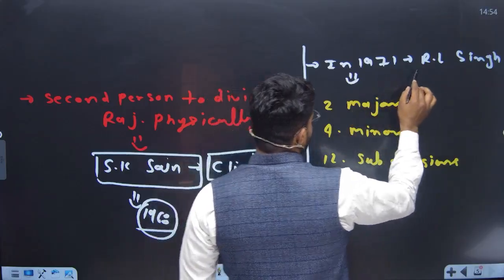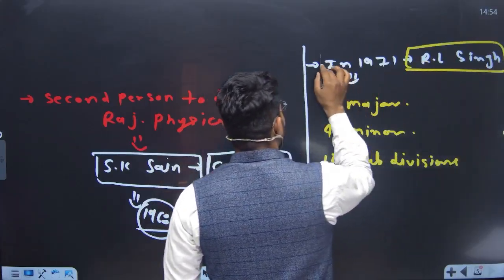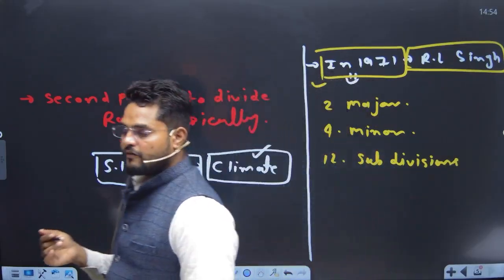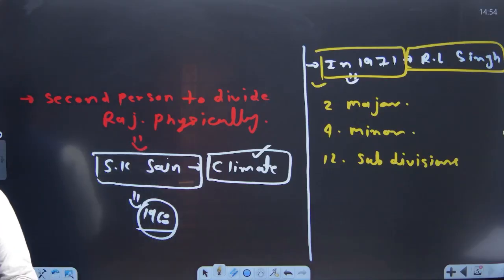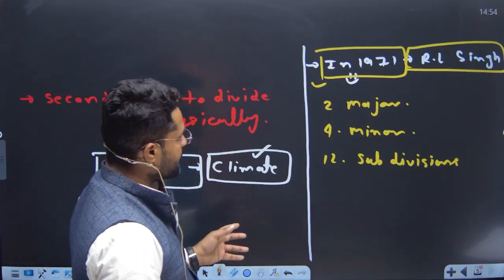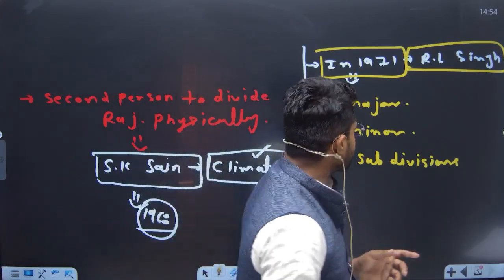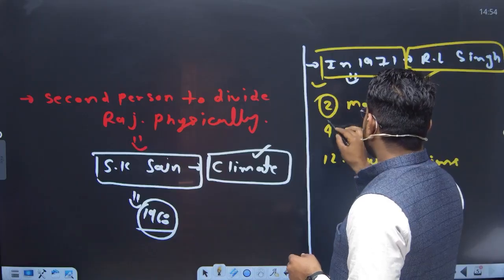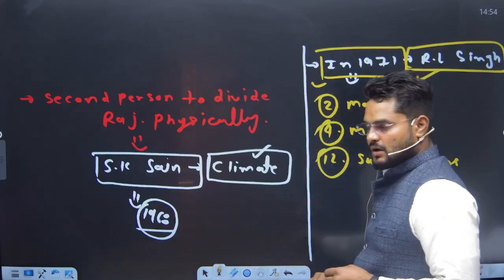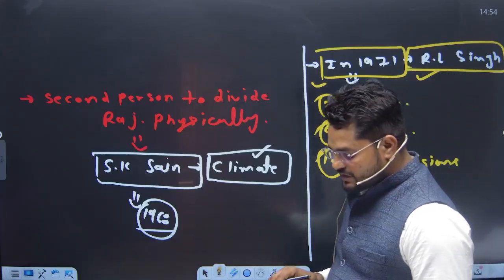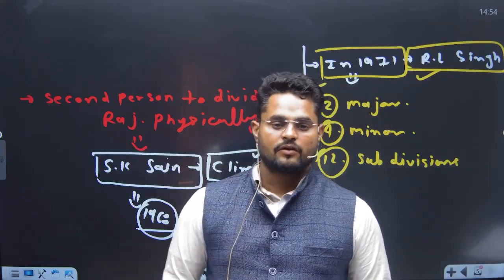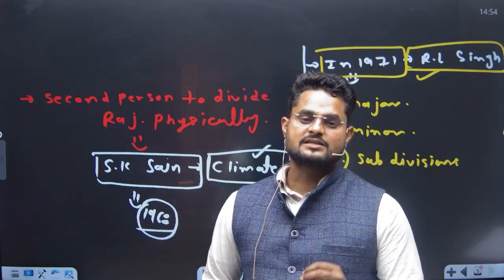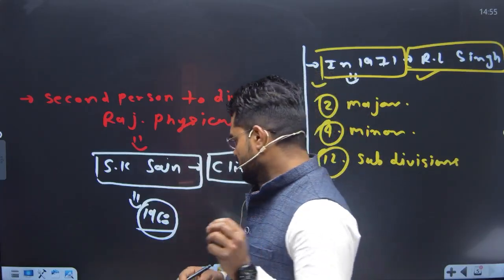R.L. Singh, Ramlochan Singh, was the third person who tried to divide Rajasthan physically. So dear student, the first person was Professor V.C. Misra, the second person S.K. Sen, and the third person R.L. Singh, who divided Rajasthan into major, 4 minor and 12 subdivisions. And the physical division we now read is given by Hari Mohan Saxena.